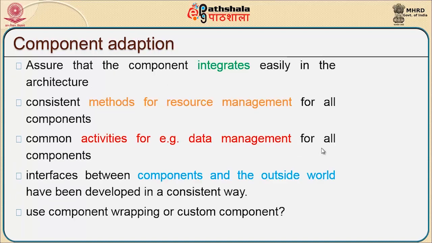Component adoption: assure that the component integrates easily in the architecture, with consistent methods for resource management for all components, common activities, for example data management for all components, and interfaces between components and the outside world developed in a consistent way, using component wrapping or custom components. So whatever it might be, if we want to integrate, we can use components. If we want to use only the resources, we can invoke the component. If we want to make data management applicable, we can reuse the component. Any component that needs to collaborate with the outside world, we can look at as a component.